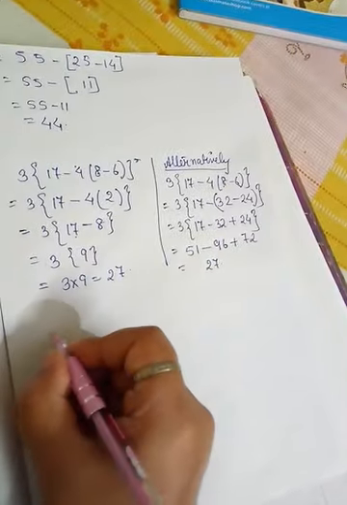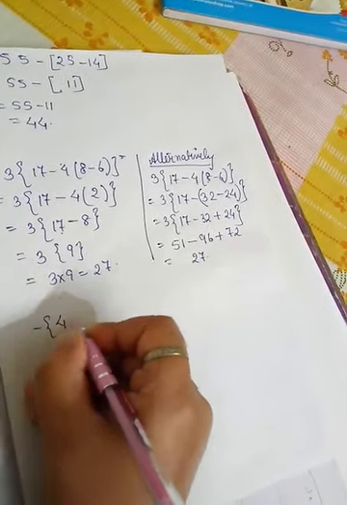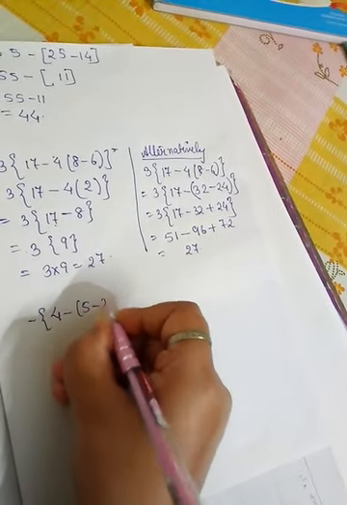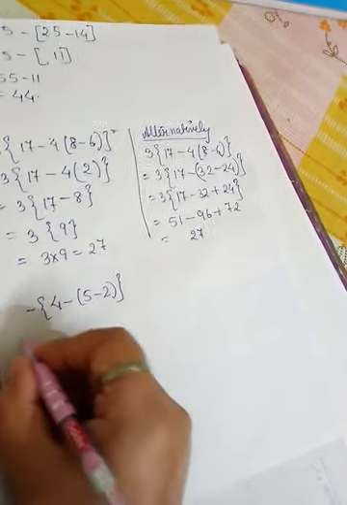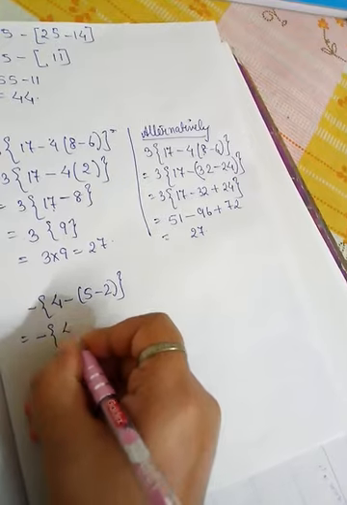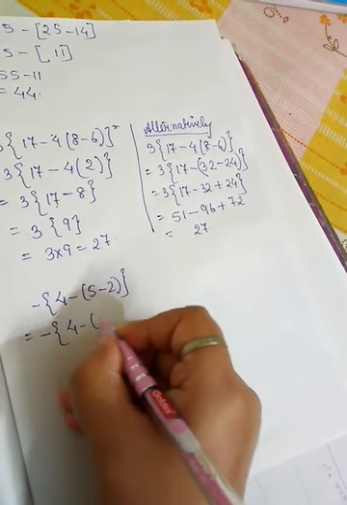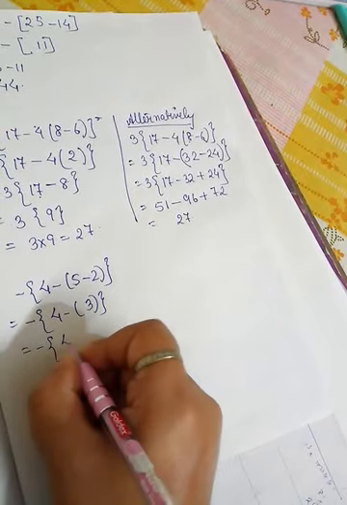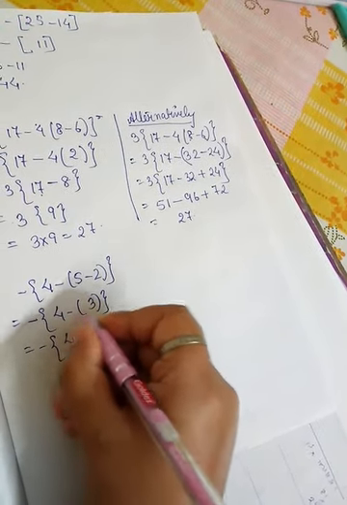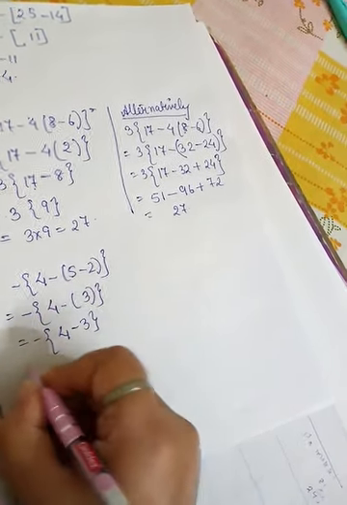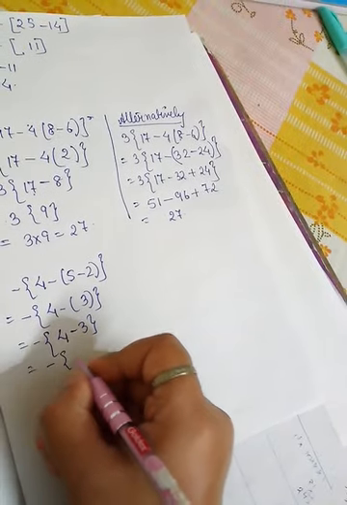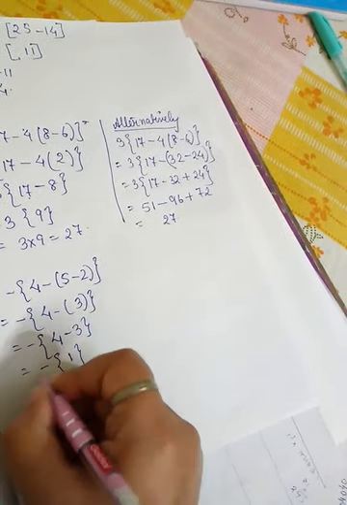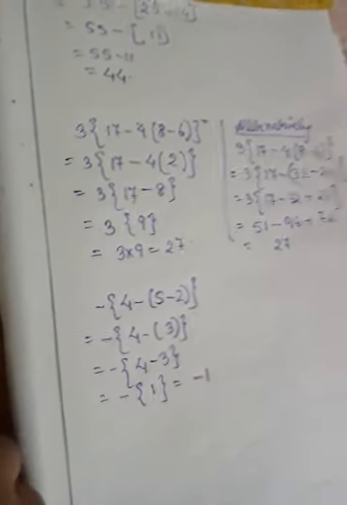Now suppose another question, minus 4 minus 5 minus 2. So this minus will remain, this will remain. 5 minus 2, it is plus 3. So minus 4, since it is positive, so the sign will change. Now minus 4 minus 3 is 1. Since it is minus, we will have the result as minus 1. So this is how we are going to solve.